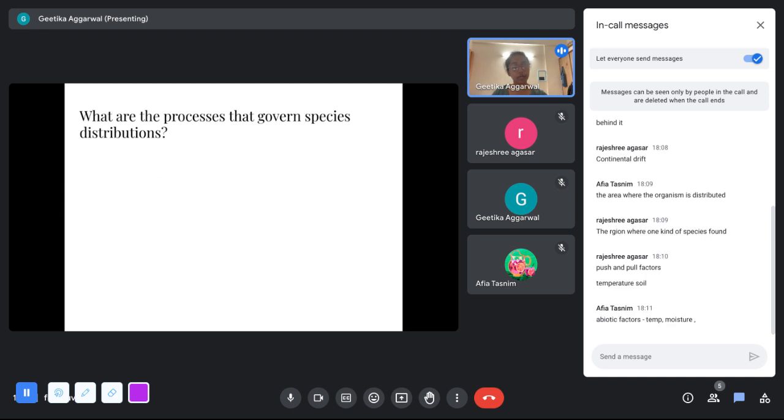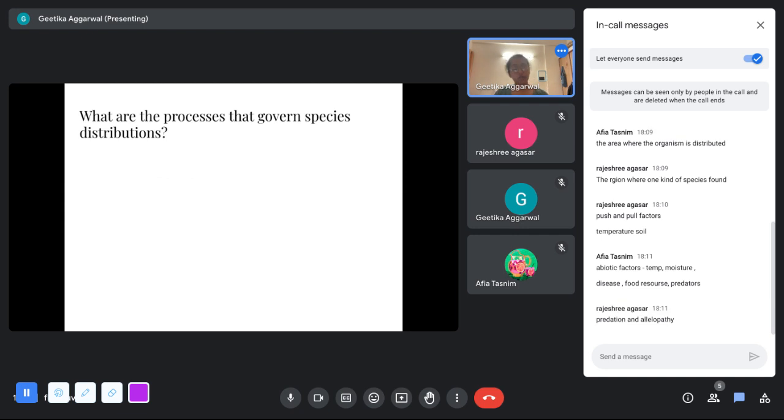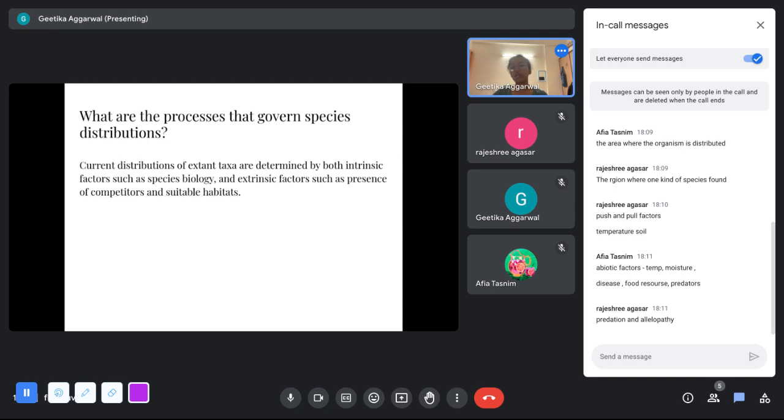Temperature, soil type, exactly. Moisture. Yeah, and what would be some biotic factors that happen to affect the species distribution? Disease, food resource, predators, allelopathy. Okay, so you both are pretty clear about this.